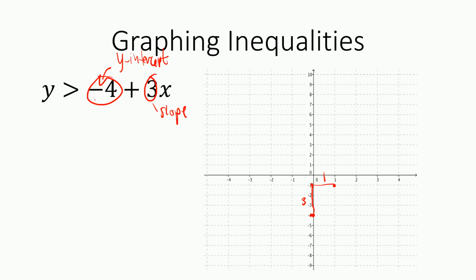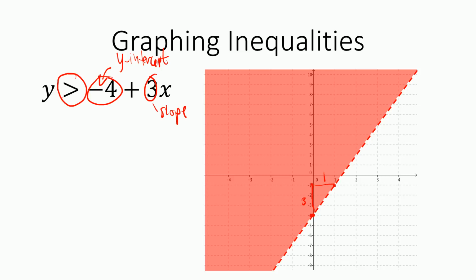And then I look at my inequality symbol, and I notice it's a simple greater than. So because it's a simple greater than, not equal to, when I draw my line, I'm going to make it a dashed line. And it's a dashed line because it's not equal to. And because it's greater than, I'm going to shade above the line. And so this is the complete graph of the inequality. The dashed line for not equal to, and the shaded area above for greater than.